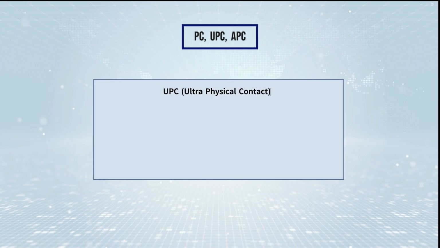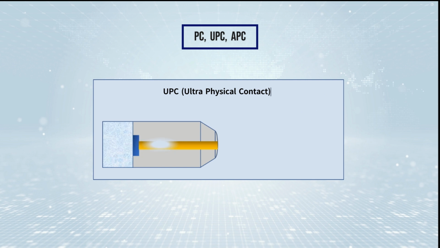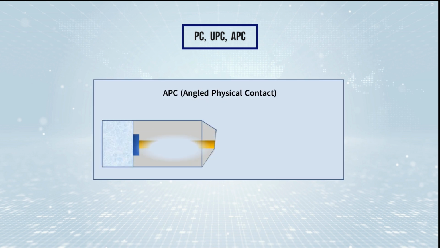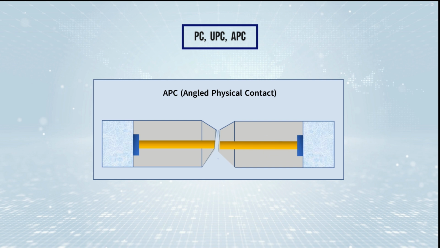UPC is based on the PC to optimize the end face polishing and surface finish. The end face looks more dome-shaped. The end face of the UPC connector is not entirely flat, and there is a slight arc to achieve more accurate connecting. The end face of APC is usually polished into an 8-degree angle.